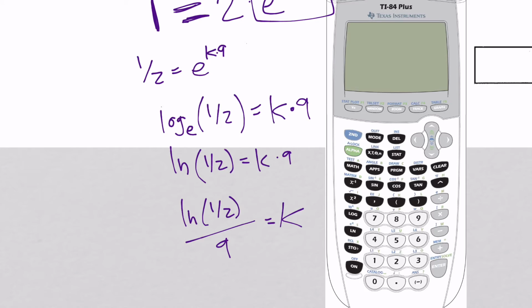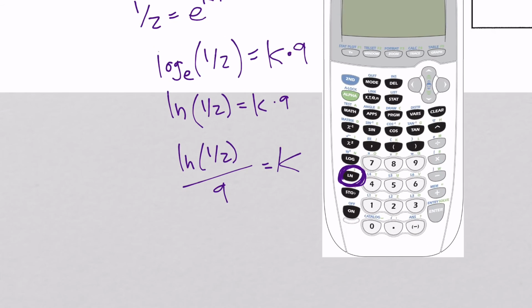Notice your calculator has a natural log button right here. So hit that natural log button, type 1/2, close the parenthesis, divide it by 9, hit enter. You're going to get a really nasty decimal. You're going to get that k is roughly negative 0.077016354, gross nastiness, and it goes on forever.